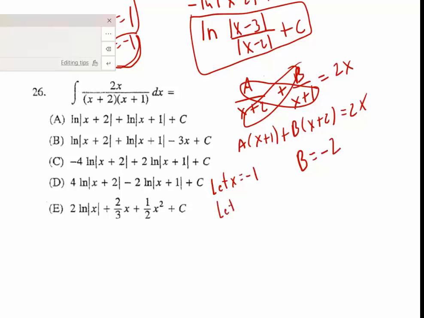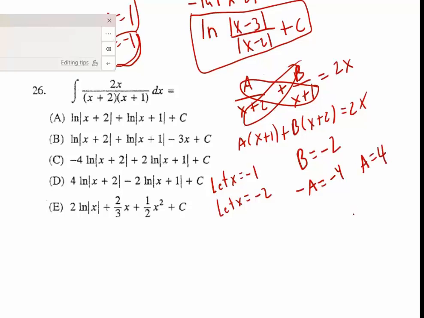And then I'm going to let x equal the other thing that'll make this other one disappear, which is negative 2. And again, negative 2 plus 1 is negative 1 times a is negative a. Plug in negative 2 over here, and 2 times negative 2 gives you negative 4. So that tells you that a is equal to positive 4. And now I just need to make sure I put the 4 on top of the one that I called a, which was the x plus 2. So I get integral of 4 over x plus 2 dx.